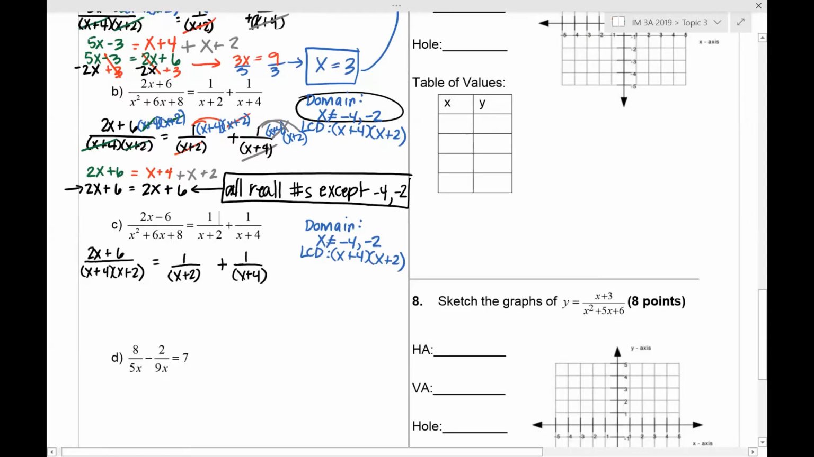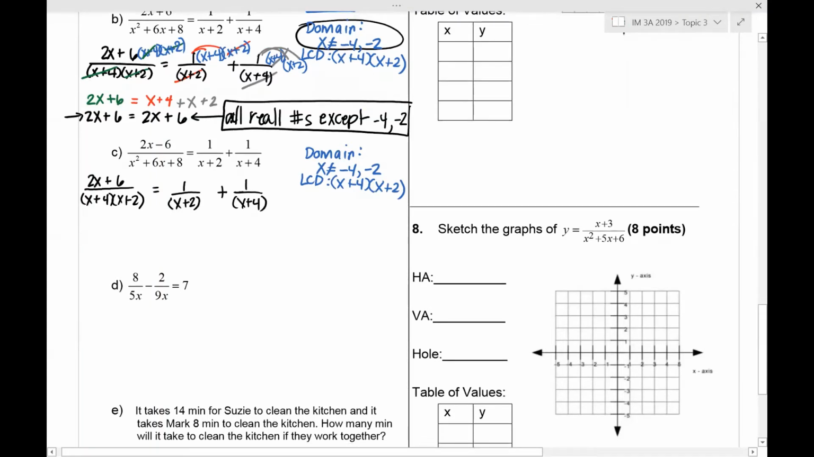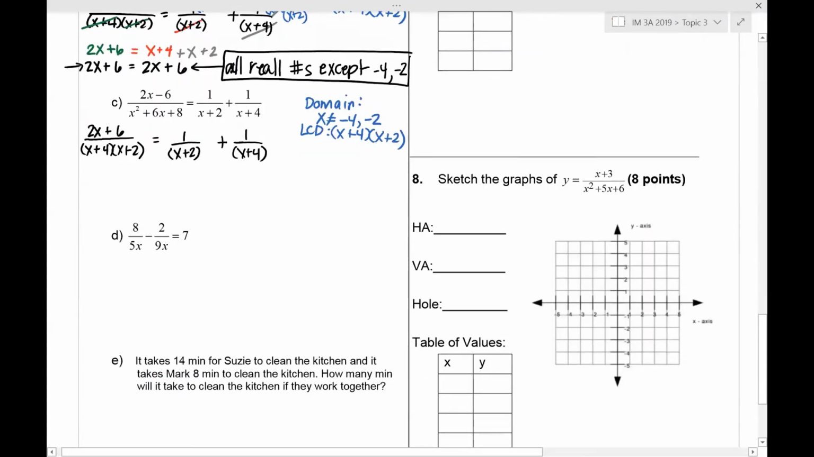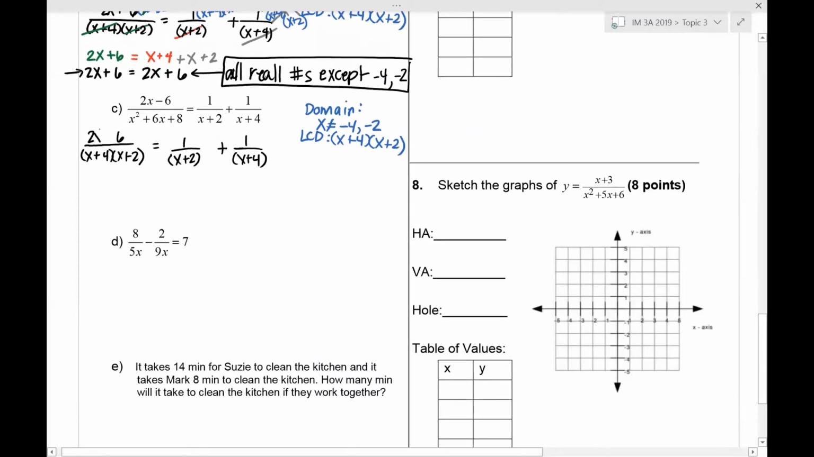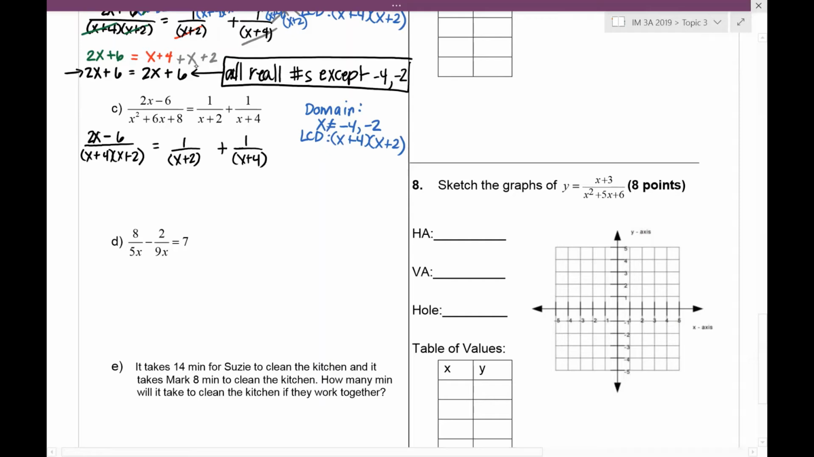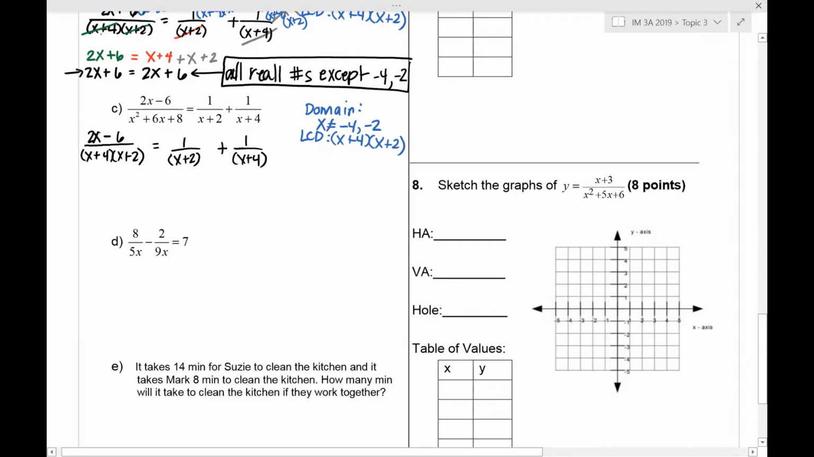So if we look at C, again, it's the same problem, except that the numerator has changed so that it's 2x minus 6 this time. And so it still has a domain of x can't be -4 or -2, so we still need to check our result with that. And then we want to multiply the whole equation by the least common denominator, which is x plus 4 times x plus 2. So as I do that, we're looking for reducing out each denominator. That's why we're using the common denominator, so we know that we'll catch everything.